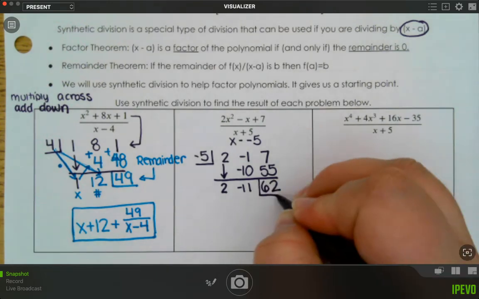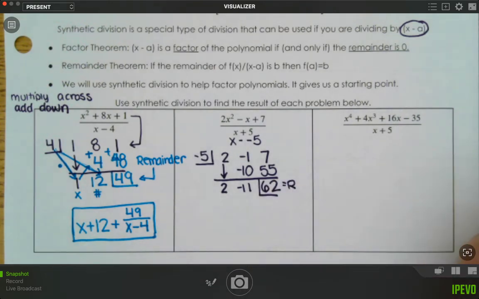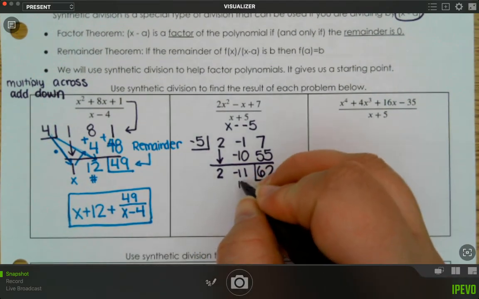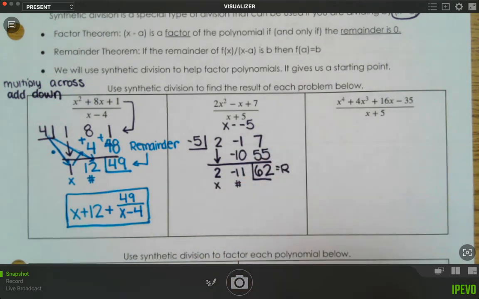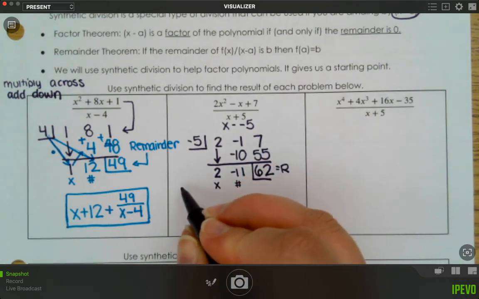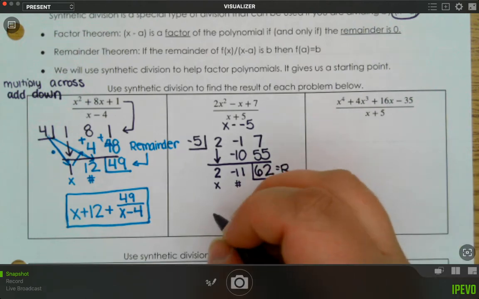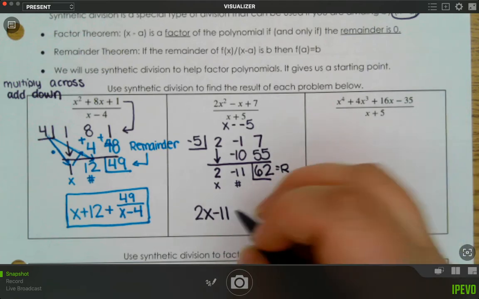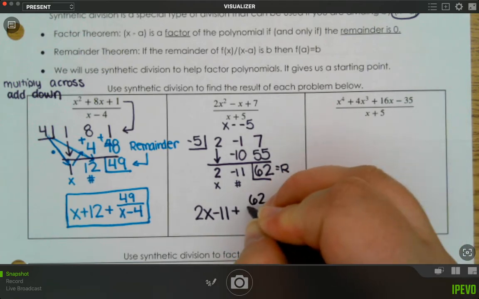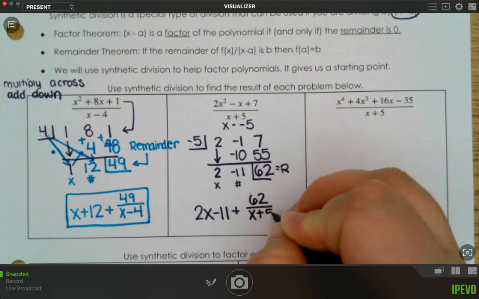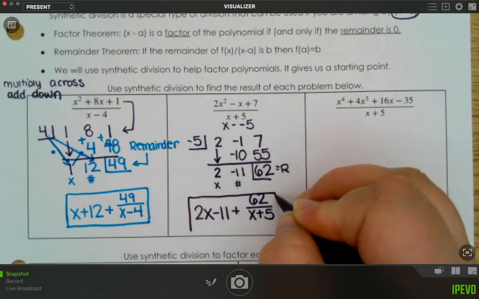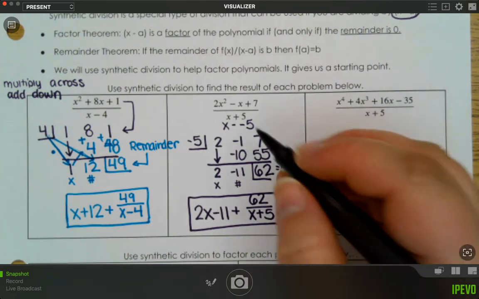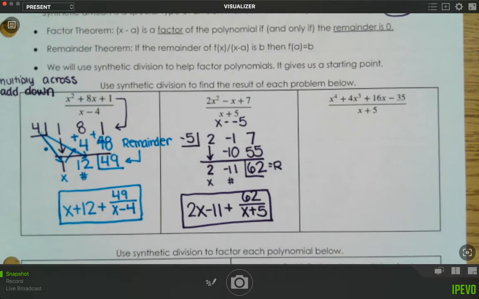And then this is your remainder. And I'm just going to write that. I get tired of writing out remainder, so I just write R. So this will be the number, this will be x, and if I had to keep going, I would do x squared, x cubed, x to the fourth, in order. Okay, and then plus the 62 over x plus 5, because you take your remainder and write it over the thing that we were dividing by, over the denominator that was already up there. Okay.